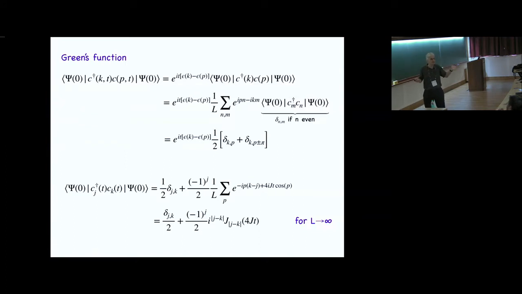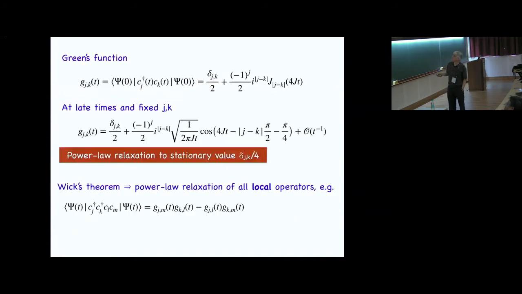So it relaxes, it goes to a constant value. And I told you, local relaxation happens. Here's an example. This is the answer. At late times and fixed positions, you just use the asymptotic of the Bessel function, which is like 1 over square root of t times the oscillatory behavior. But the important point is this actually vanishes at very late times, and indeed, there is a power law relaxation to a stationary value of the single particle Green's function.